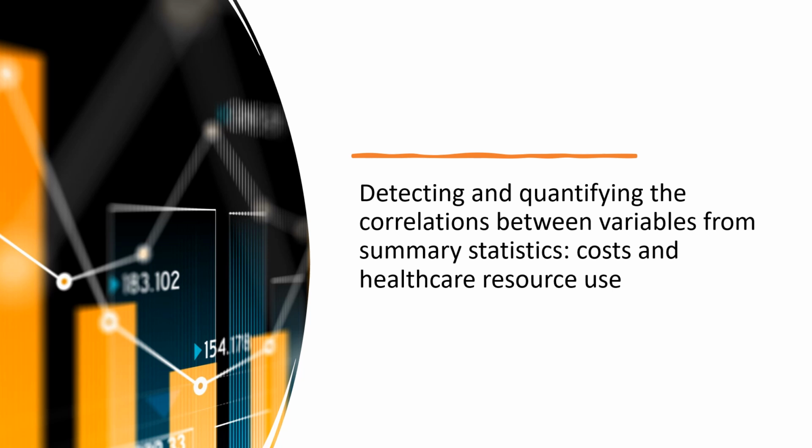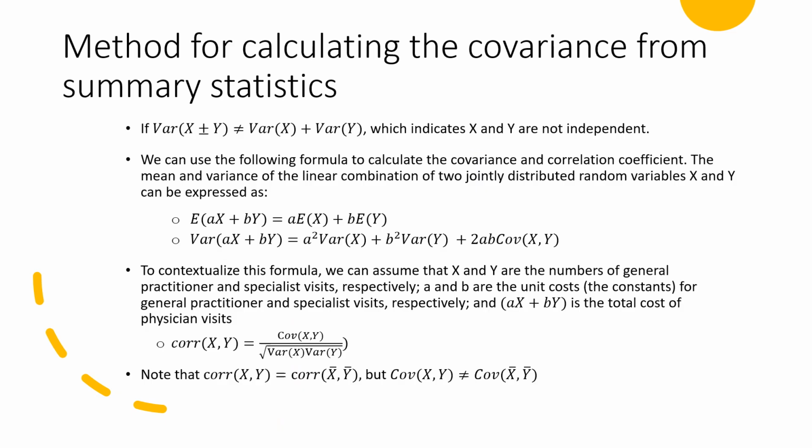Now, I will introduce the method of detecting and quantifying the correlations between variables from summary statistics. When correlation coefficients are not reported, it is possible to calculate them based on the summary statistics. The mean and variance of the linear combination of two jointly distributed random variables x and y are expressed in this slide. We can use the following formula to calculate the covariance and correlation coefficient.